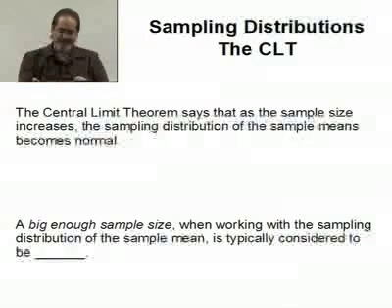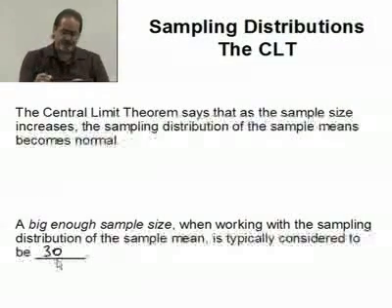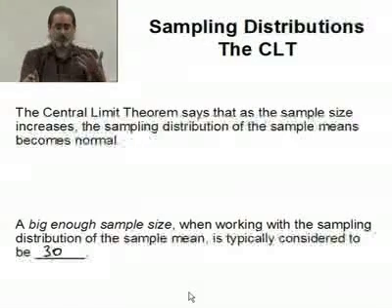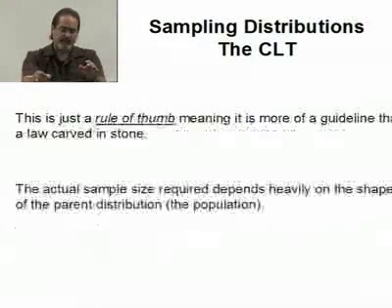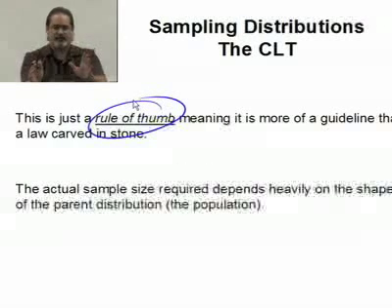Now, what does it mean to be big enough? Well, typically this is considered to be at least 30. So if we have a sample size of at least 30, then we feel pretty confident in saying that the sampling distribution of the sample means is approximately normal. Now, this is really just a rule of thumb. It's not carved in stone in any place. It's really more of a guideline. And the actual sample size that's required will depend a great deal on the shape of the parent distribution, just what the population looks like.